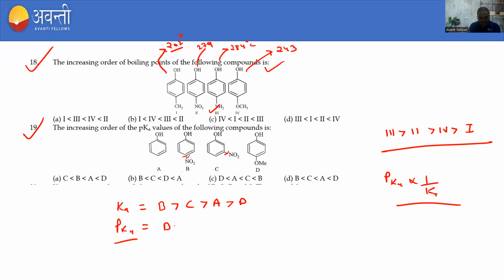So the order is like D is the maximum, then comes A, then comes C, then comes B. So just select the option according to this. Okay.